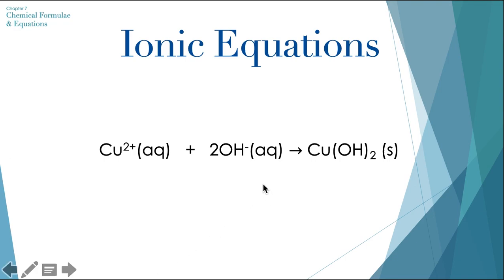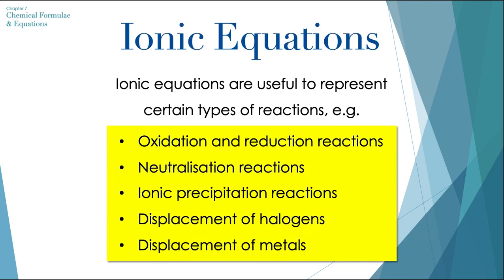Whereas the full equation has loads of other stuff. Okay. Now, ionic equations are useful to represent certain types of reactions. For example, oxidation and reduction reactions, neutralization reactions, ionic precipitation reactions, displacement of halogens, and displacement of metals. And we are certainly going to look at all of these reactions afterwards in other chapters. It's going to be really fun too. So don't think that these reactions are ending in this chapter. There's still a lot more equations that we have to go through.